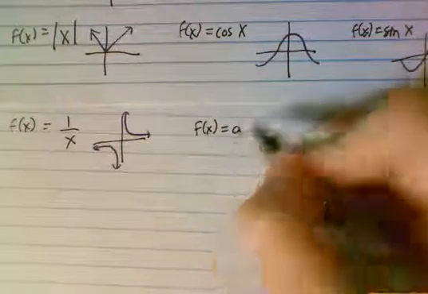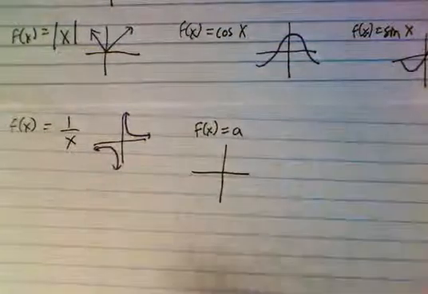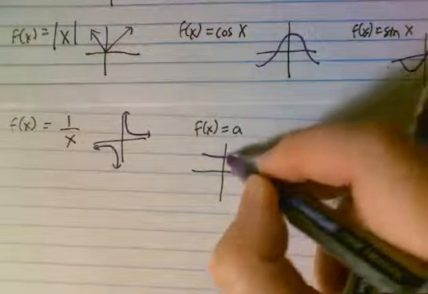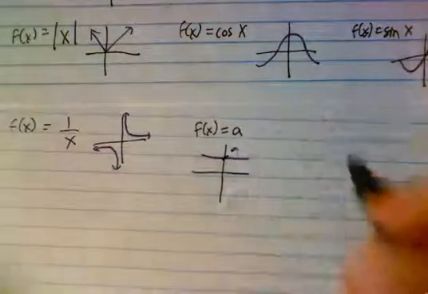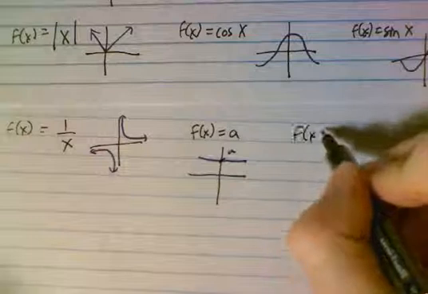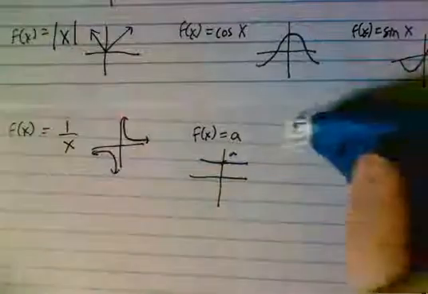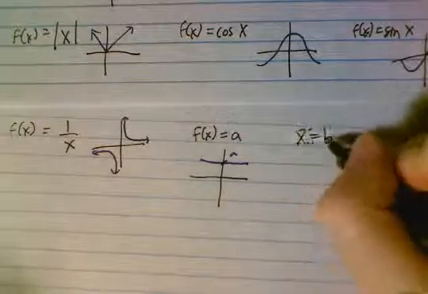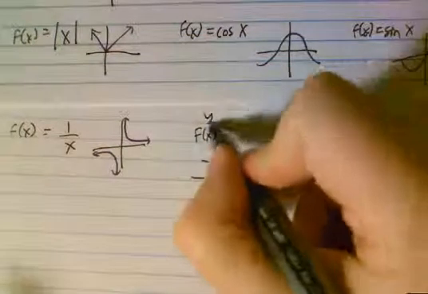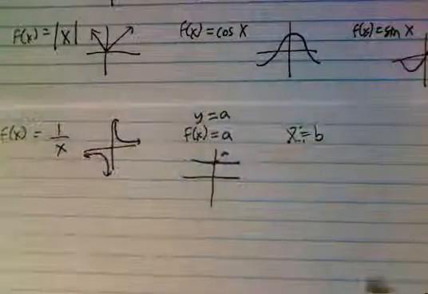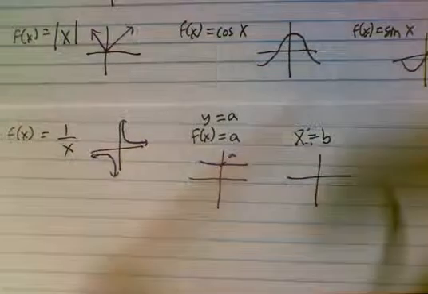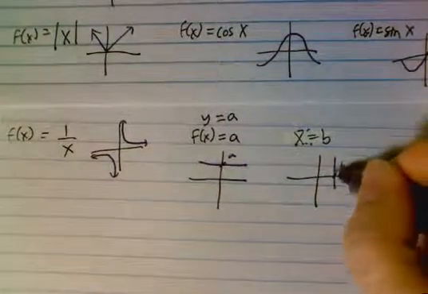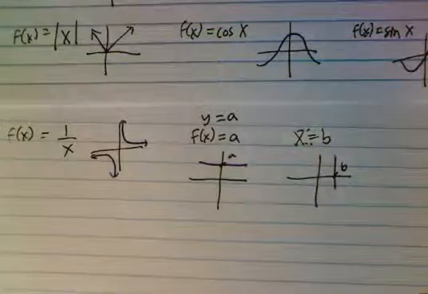F of x equals some number a. That's a horizontal line going through y equals a. And actually, that's not it. It's not an f of x at all. It's just an x equals b. This is also known as y equals a. Vertical line going like that.